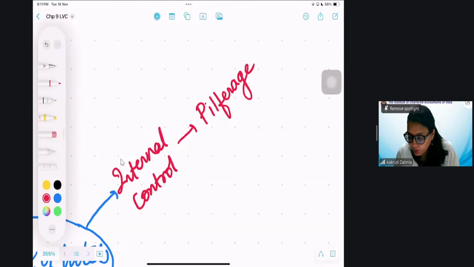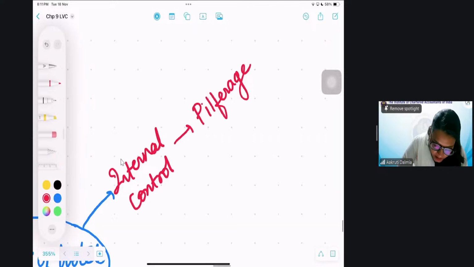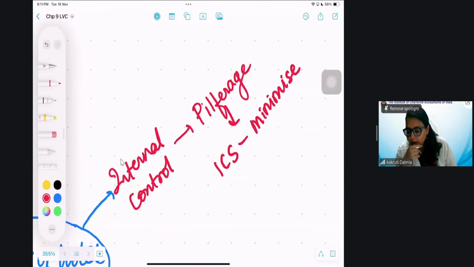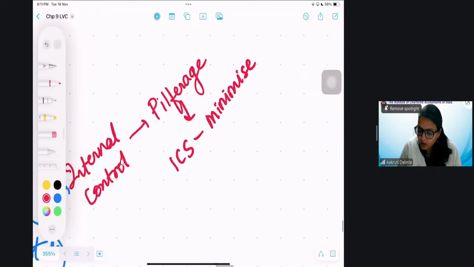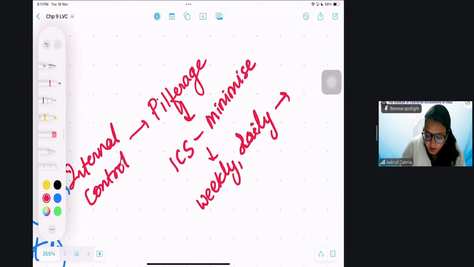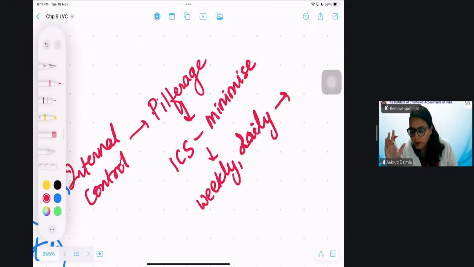So pilferage is one of the most important things. So the internal control system should minimize the pilferage. What should the internal control system do? It should minimize the pilferage. So what should be done? There should be proper weekly and daily reports prepared to ensure that these things are not happening. Do you know what is normal loss? Everyone knows what a normal loss is.